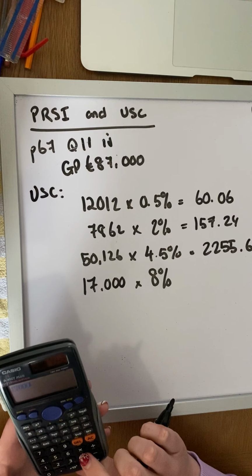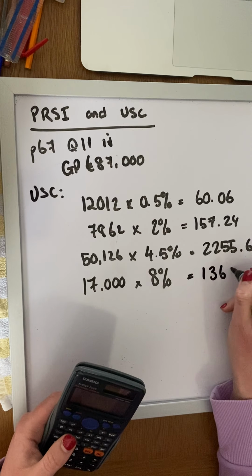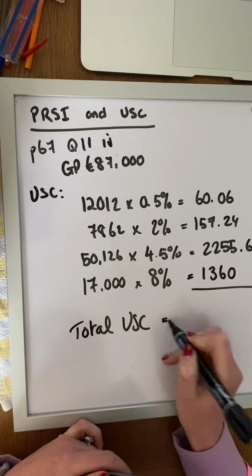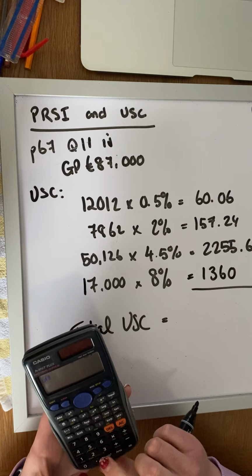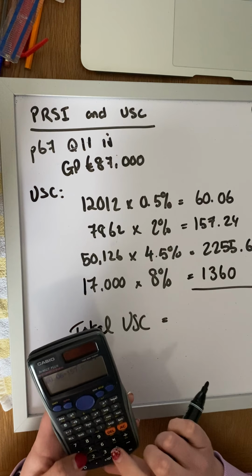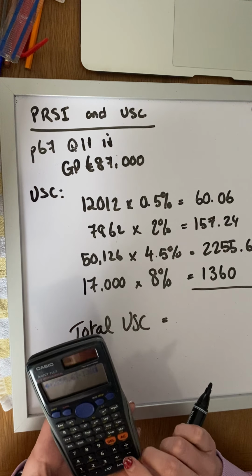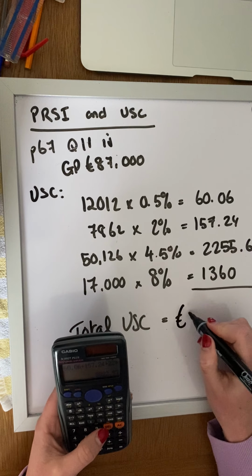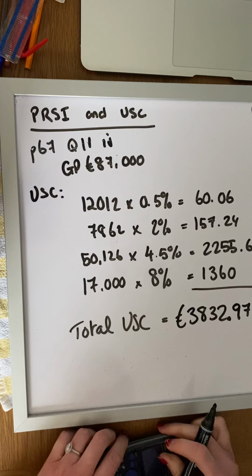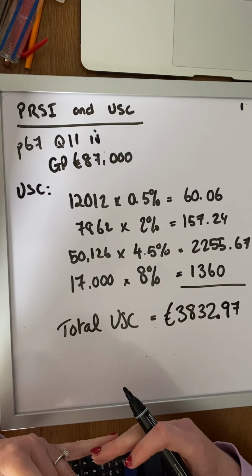So 17,000 by 8% gives us €1,360. To find our total USC then, all we do is add these four figures. We have 60.06, 157.24, 2,255.67, and 1,360. That gives us a total USC of €3,832.97. And that will be deducted from your gross wages, like the income tax that we dealt with previously.